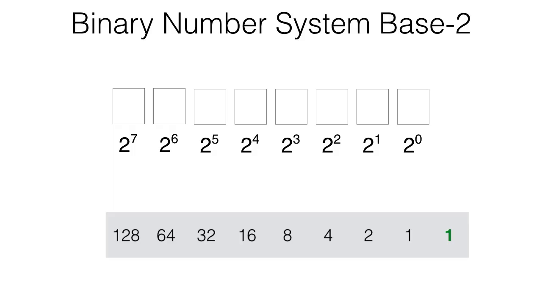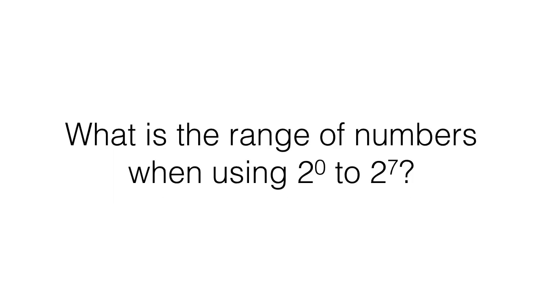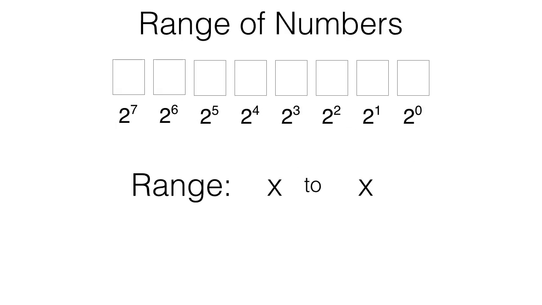Let's do it with zeros. Well, this should be easy. It's just 0, 0, 0, 0, 0. See how in our base 2 system, it's either going to be 0 in that position, or it's going to be the power of 2 value. Pretty simple stuff. All right. What is the range of numbers when we're using 2 to the power of 0 to 2 to the power of 7? What's going to be the range of numbers when we combine all those individual bits together?